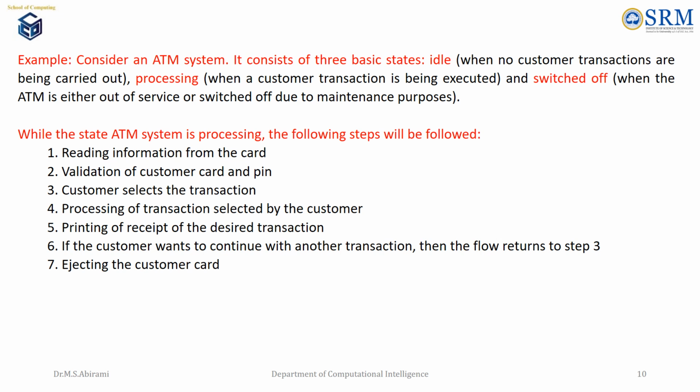Now an example: consider an ATM system. It consists of three basic states: idle, when no customer transactions are being carried out; processing, when a customer transaction is being executed; and switched off, when the ATM is either out of service or switched off for maintenance purposes. When the ATM system is processing, the following steps are followed: reading information from the card, validation of the customer card and PIN, customer selects transaction, processing of the transaction selected by the customer, printing of receipt of the desired transaction. If the customer wants to continue with another transaction, then the flow returns to step 3; otherwise, ejecting the card.